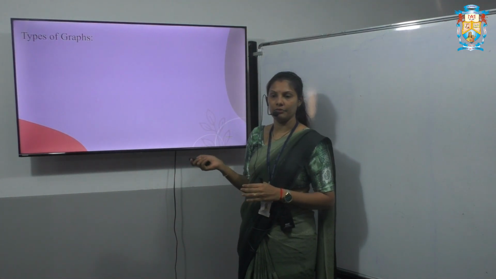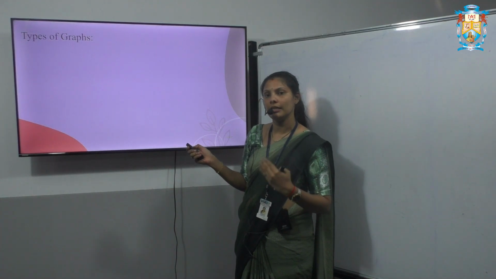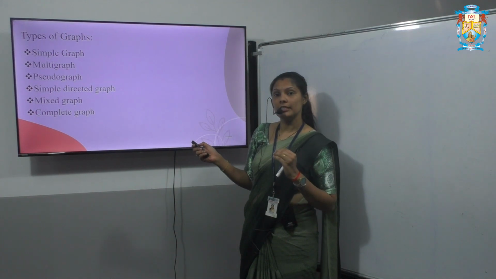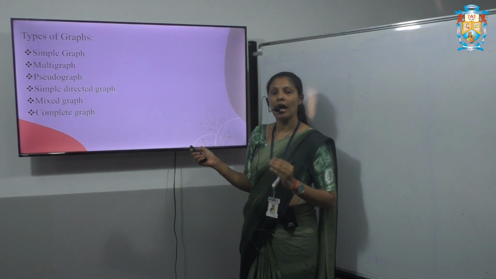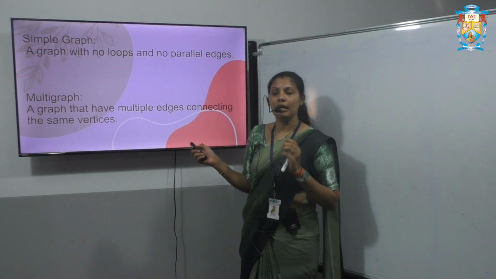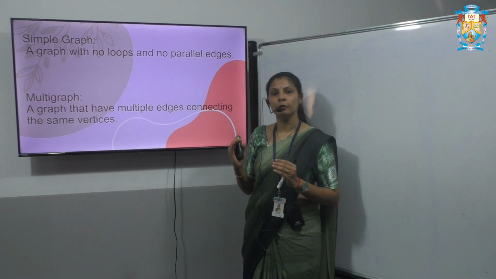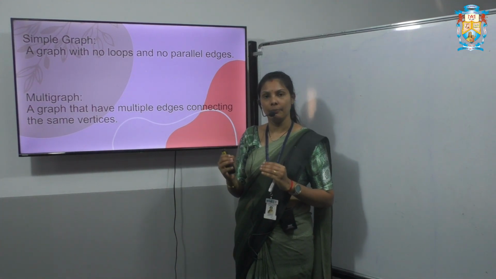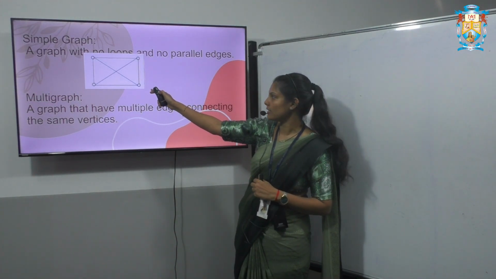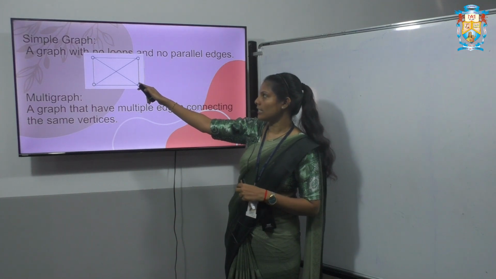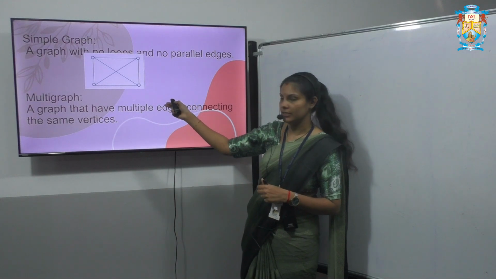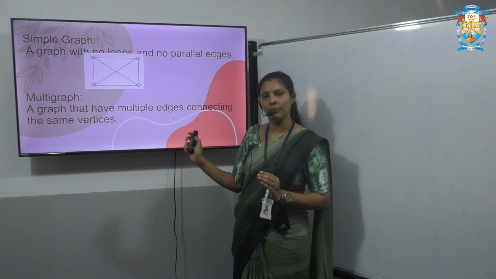So now we will see the types of graphs: simple graph, multi-graph, pseudo-graph, simple directed graph, mixed graph and complete graph. First we will see what is a simple graph. A graph with no loops and no parallel edges is known as a simple graph. Here you can observe there are 4 vertices and a total of 6 edges. There are no loops as well as no parallel edges. Such a graph is known as a simple graph.